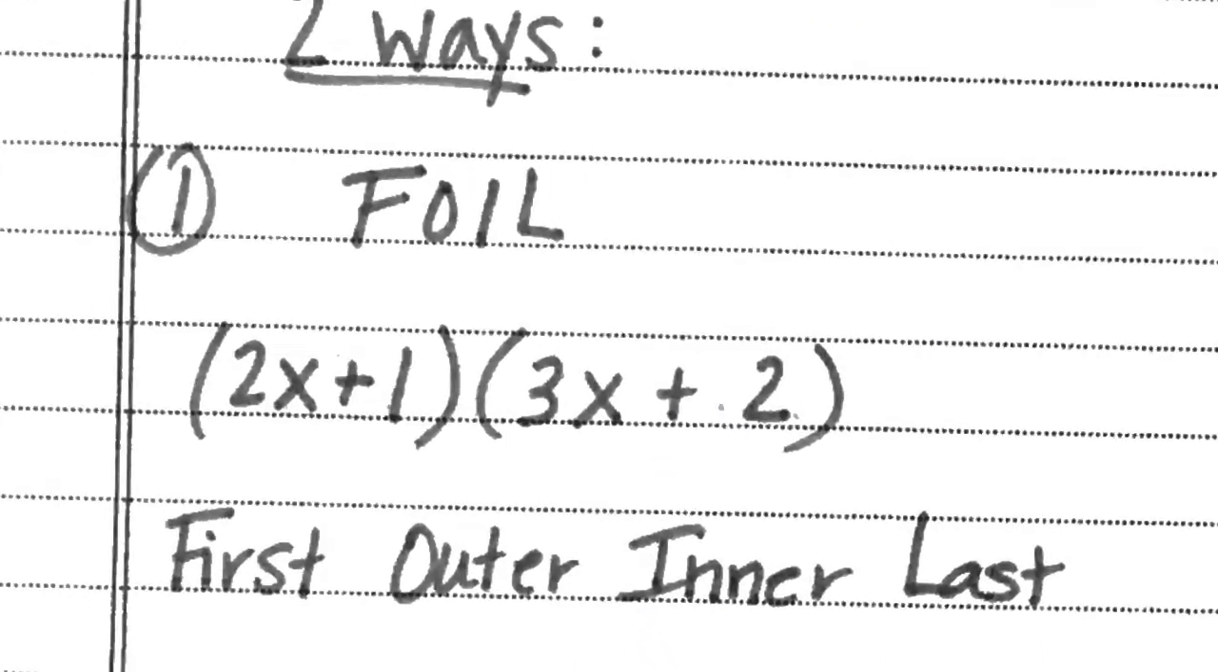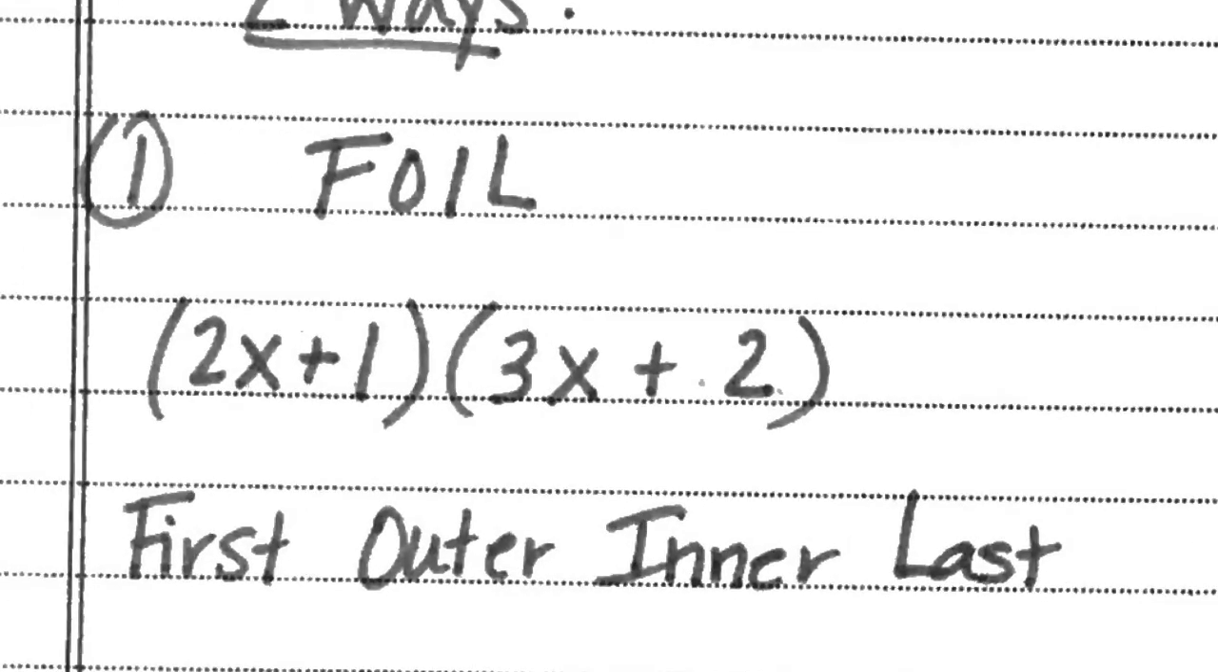The first way is the one you probably will remember the most. We call it FOIL, which means we are going to multiply first term, outer term, inner term, last term. So let's do that together. We're going to start by multiplying the first terms. So the first term in each of these binomials, 2x times 3x is 6x squared.